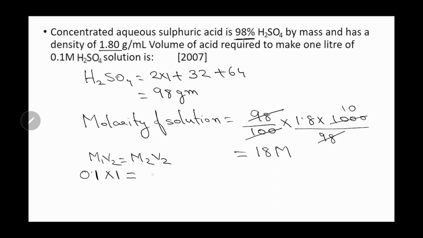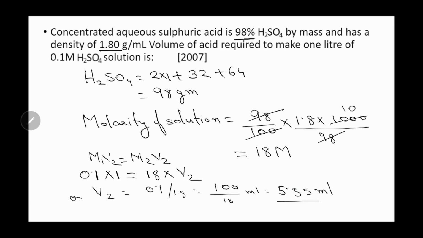Now what we have to do is find out that much volume of the 98% H2SO4 acid which will have 0.1 moles. We know that the molarity is 18, and we need to find V2. So V2, if you calculate, comes out to 0.1 by 18, and if we do it in milliliters, it comes out to be 5.55 milliliters. So this is our answer.